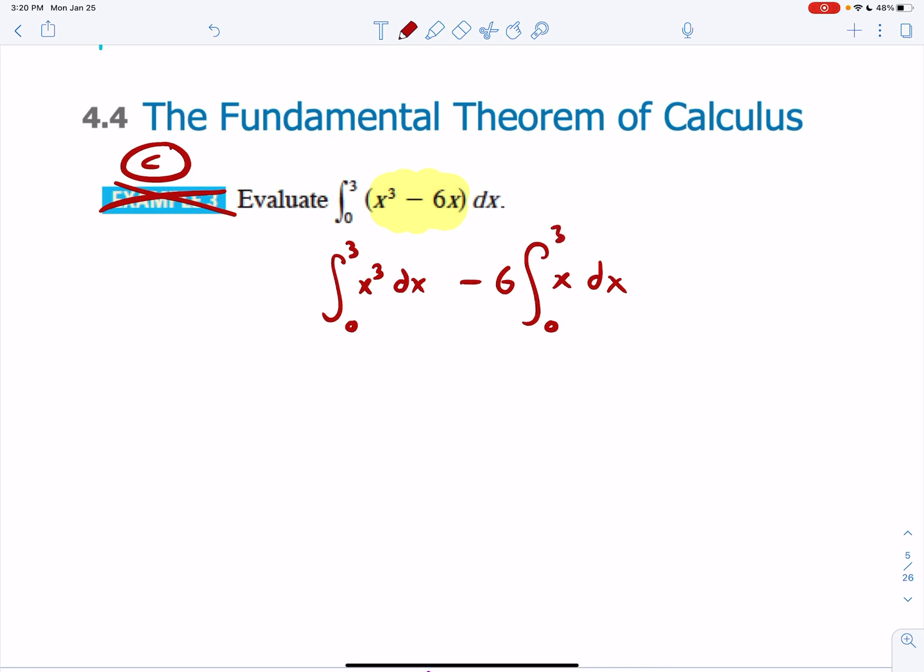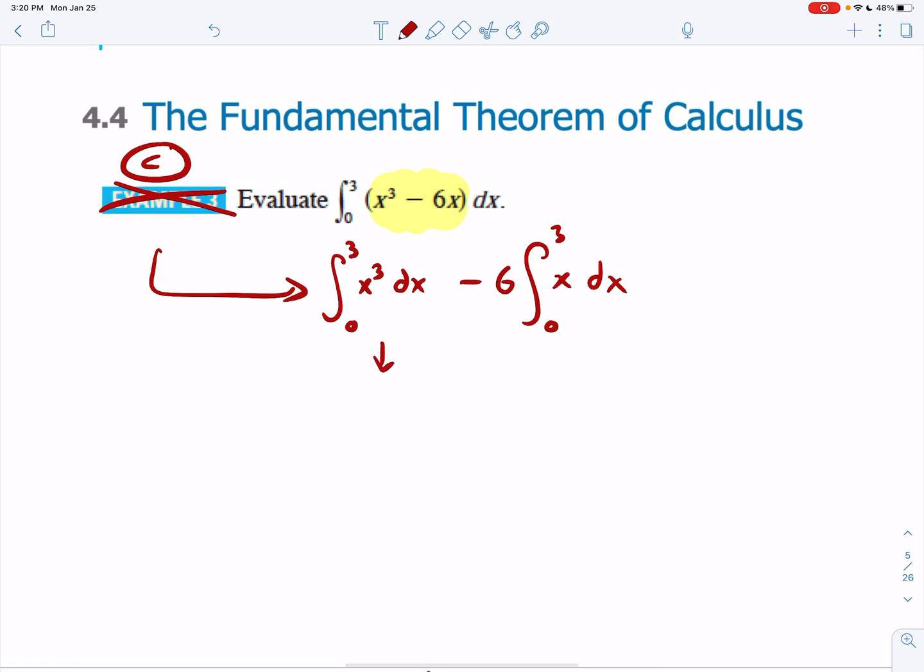Notice how I still have a dx for every integral that I have. The bounds stayed the same. And this way it makes it a little bit easier to integrate. All of you guys will be able to integrate without having to do this step with some practice. Okay? But it will help you kind of understand the logic behind it, okay?